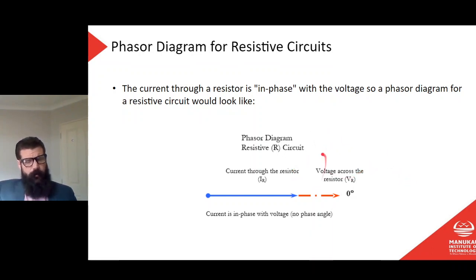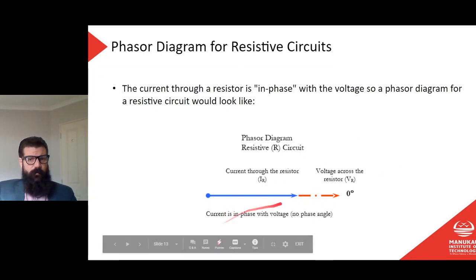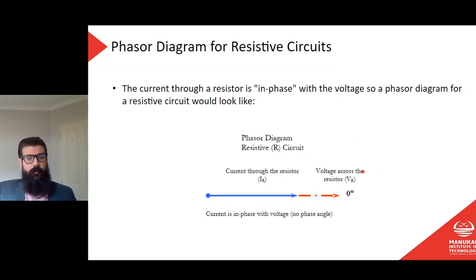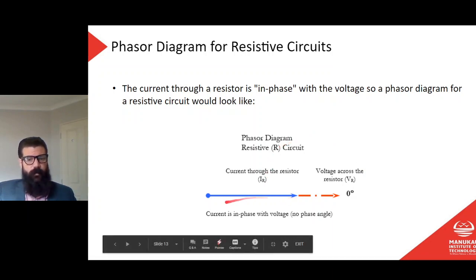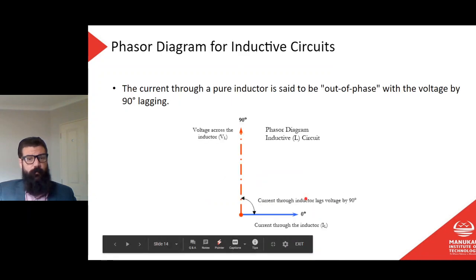And phasor diagram for resistive circuits. The current through a resistor is in phase with the voltage. So a phasor diagram for a resistive circuit would look like this. Current, voltage, same direction, both going straight, 0 degrees, they're in phase and there's no phase angle.